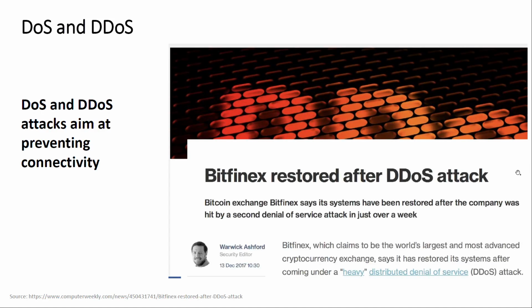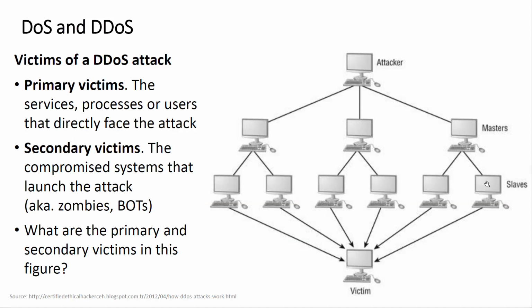Today we continue with distributed service attacks and denial of service attacks and distributed denial of service attacks. So let's start with a simple picture. And we first consider victims of the denial of service attack.